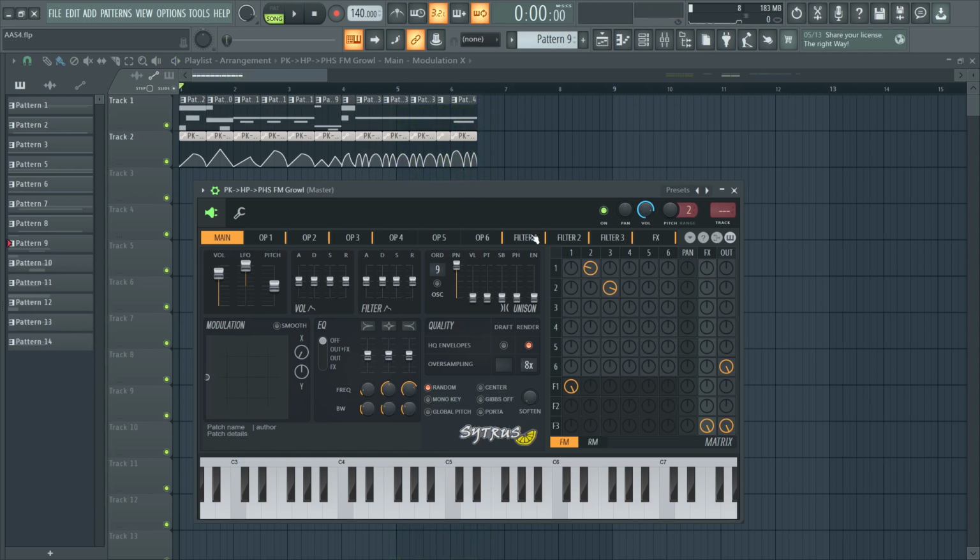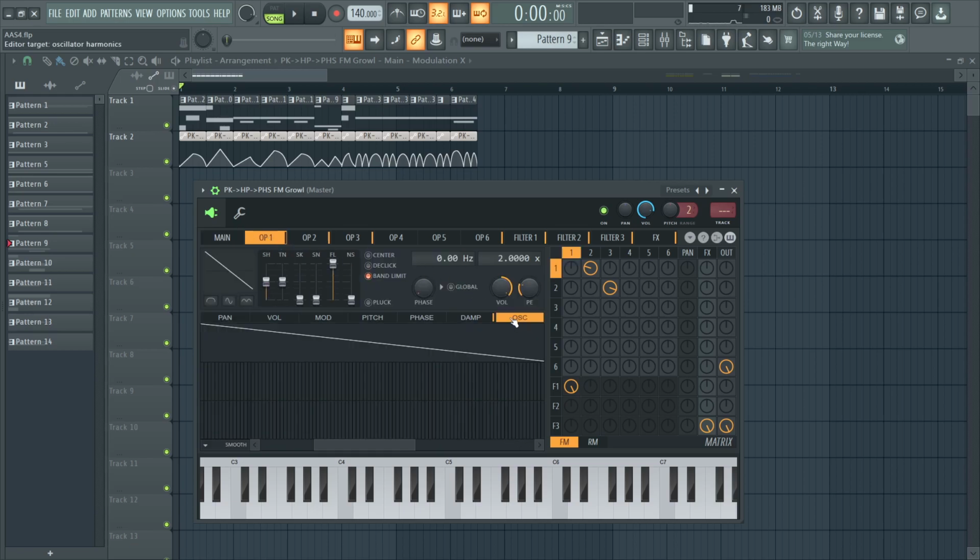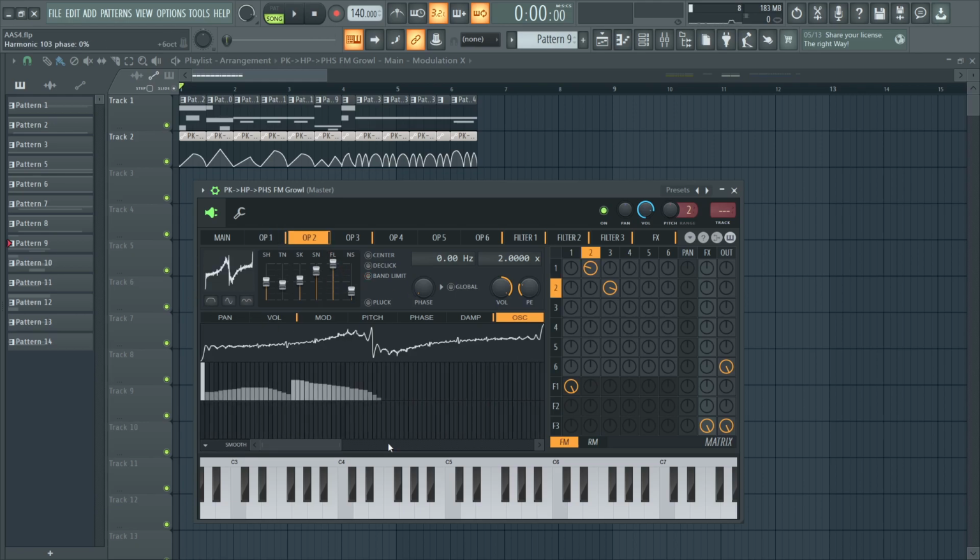Okay, so in the Unison section, we have Unison order of 9. I have Unison panning at 100%, and that's that. In operator 1, I just have a saw wave. Operator 2, I have a saw wave, and I have these harmonics I drew in just for upper harmonic activity.